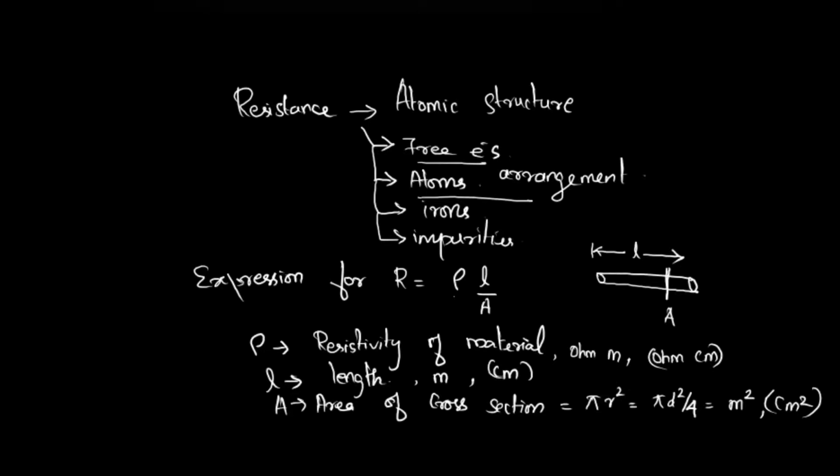The resistance R of the material is directly proportional to its resistivity. Higher the resistivity, higher will be the resistance of the material, and it is also directly proportional to length. That means that by increasing the length, the resistance also increases, and it is inversely proportional to the area. With the increase in the area of cross section, the resistance decreases.